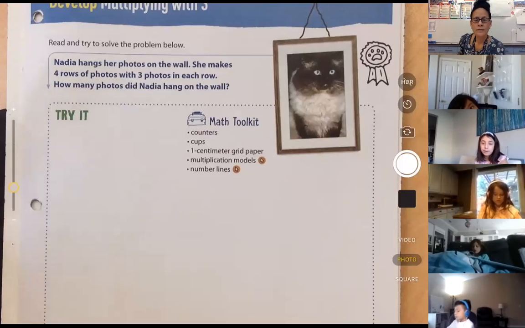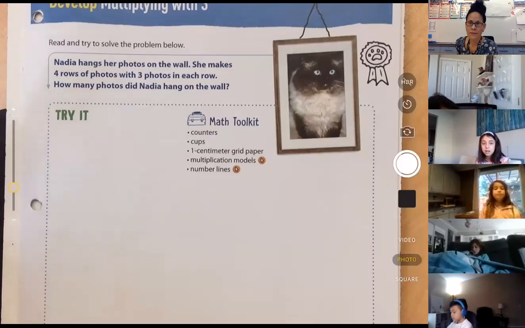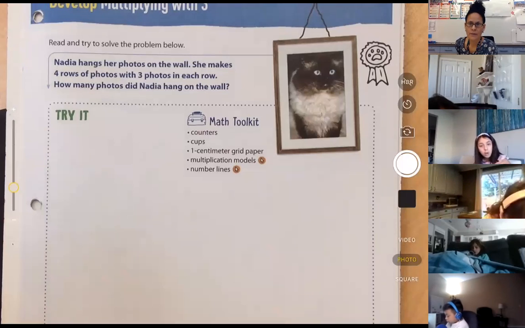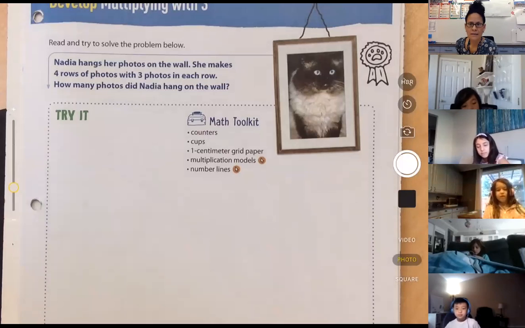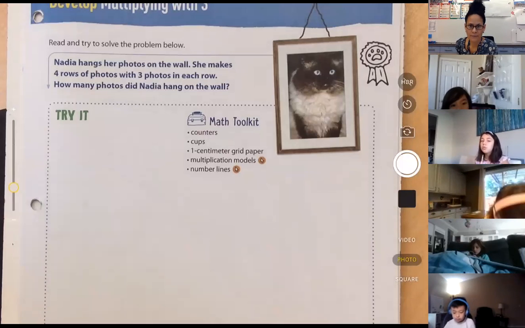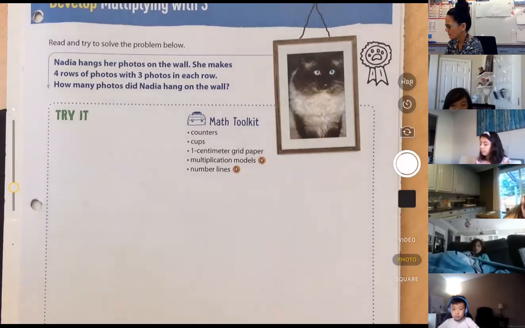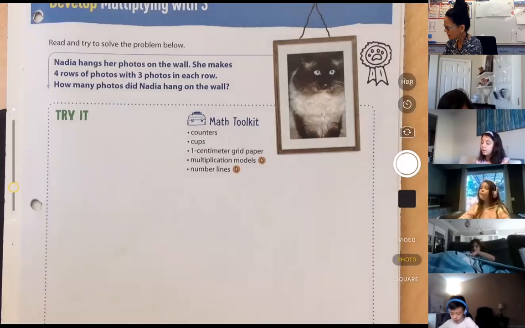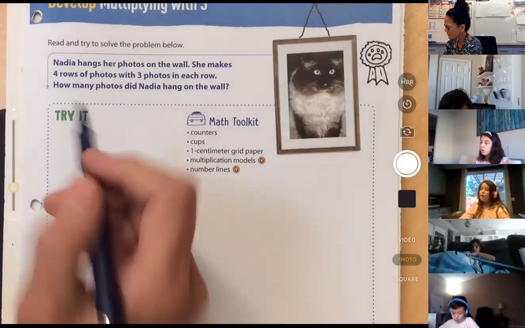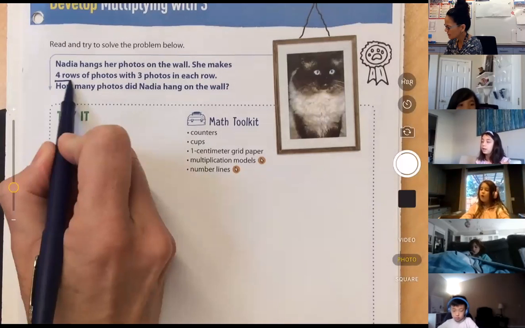So what we can do is we can start building the array based on the information that we have first. That's our starting point. Let's just build the array based on the information that we have. So it is showing that she has 4 rows of photos, and she has 3 photos in each row.